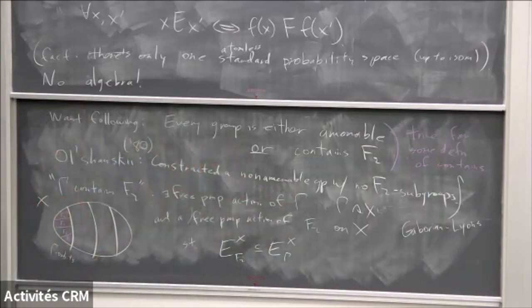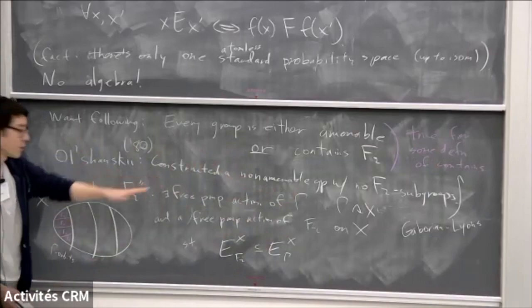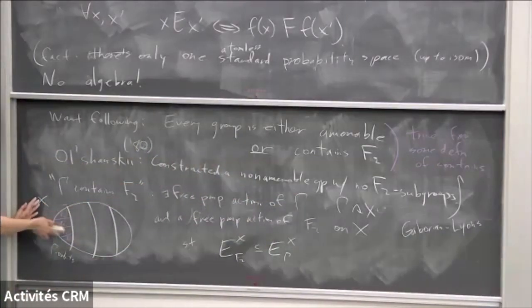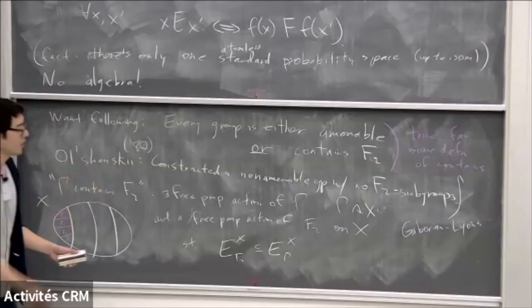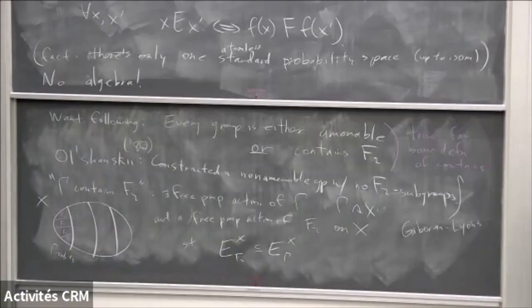But the point is that even if gamma doesn't contain an F2, you can still find an F2 action which maybe doesn't respect the individual group elements, but it still respects the equivalence relation. And this is good enough for reasons that I haven't got to yet.